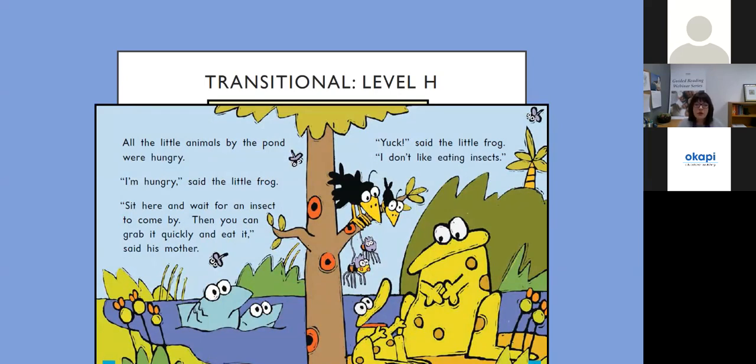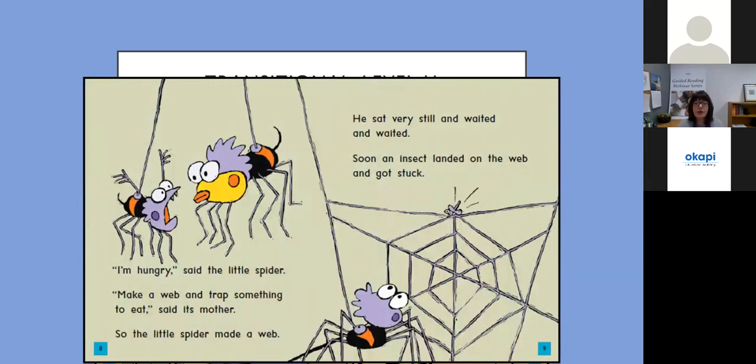And so what you'll see here is that, for example, on page 9, when it says he sat very still and waited, there was space to put the word and on the same line as he sat very still and waited. But and waited is a phrase, and so that is kept together on the line. The same thing when you see where on page 8 it says make a web and trap something. There was space to add the word to on that line, but to eat is a phrase, and so that's kept together to support that phrasing, which supports meaning to be made.